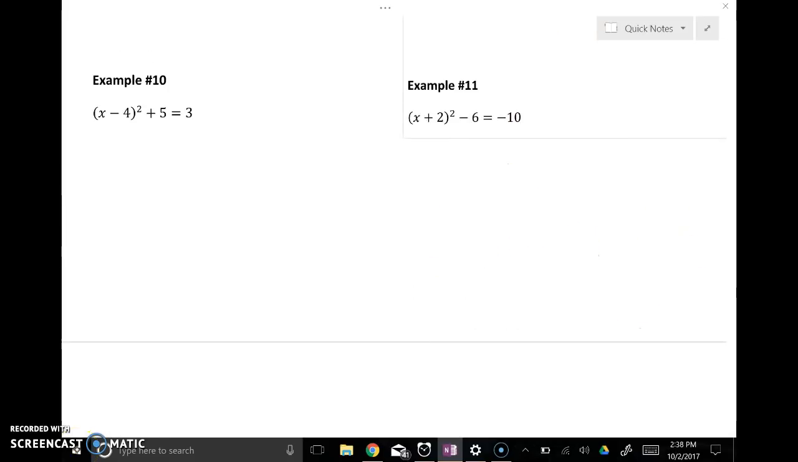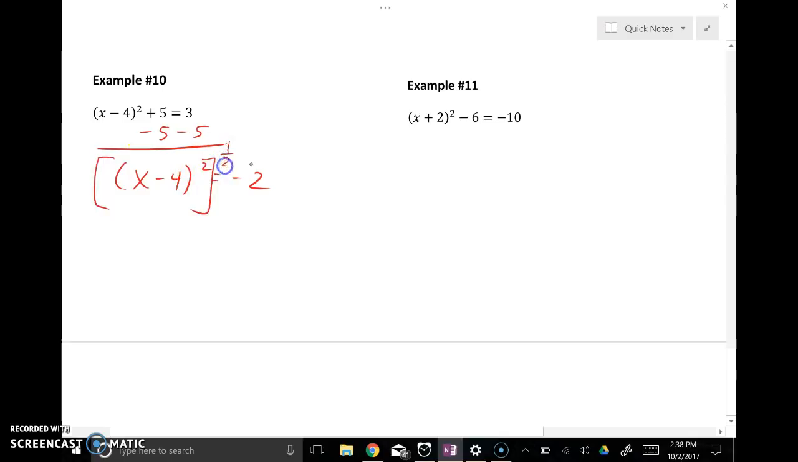And we'll finish on example 10 here. Again, I know the 2 grabs my attention, but I want to isolate, so I subtract 5 first before I do anything with that exponent, and I get negative 2. Now, in order to get rid of this, I want to raise the reciprocal power.